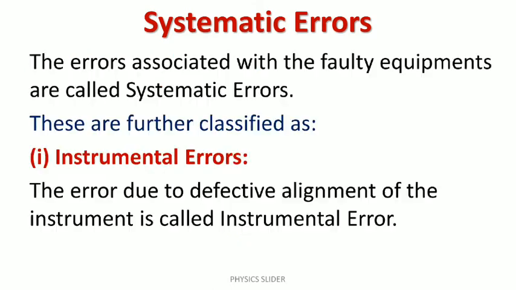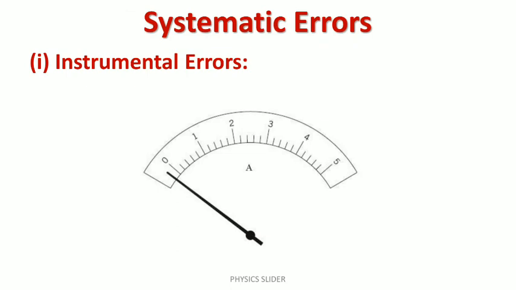That is called the defective alignment of the instrument. So you can clearly see here, the pointer is under 0. This must be at 0 when there is no current in the ammeter. So this is called defective alignment, and it is categorized under instrumental errors.